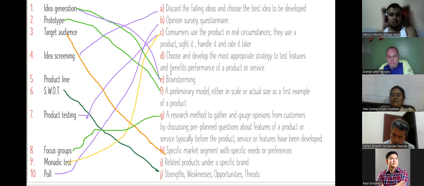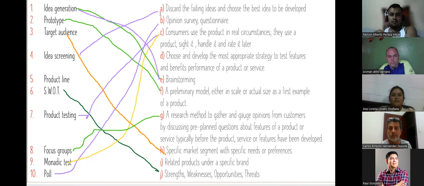Let's see, idea generation, yes, brainstorming. Prototype: a preliminary model, either in scale or actual size, as a first example of a product. Very good. Target audience: a specific market segment with a specific need or preference.